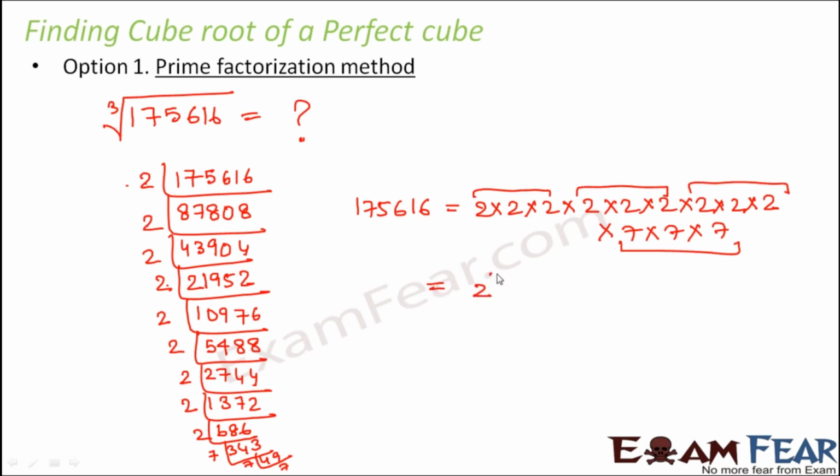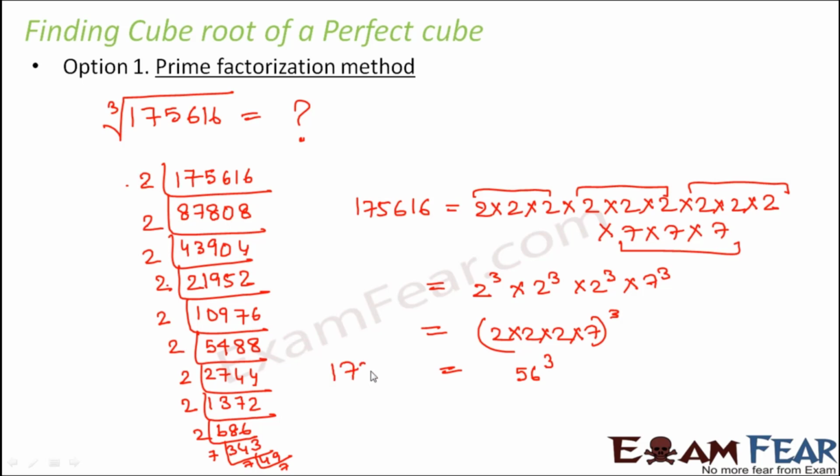So this can be written as 2 cube into 2 cube into 2 cube into 7 cube. So this can be written as 2 into 2 into 2 into 7, whole cube. So 2 2's are 4, 4 2's are 8, 8 7's are 56. So this would be 56 cube. That means 175616 is equal to 56 cube. So its inverse function would be cube root of 175616 is equal to 56. So 56 is the answer.